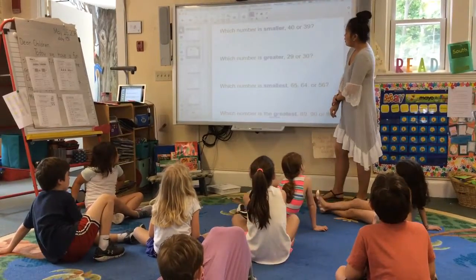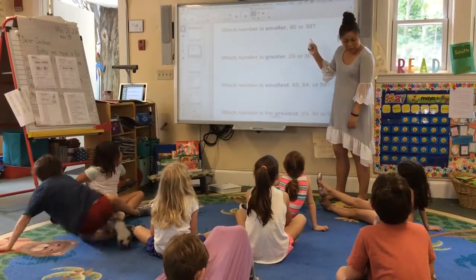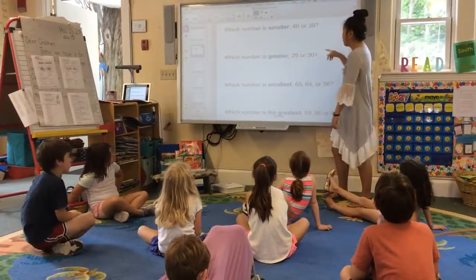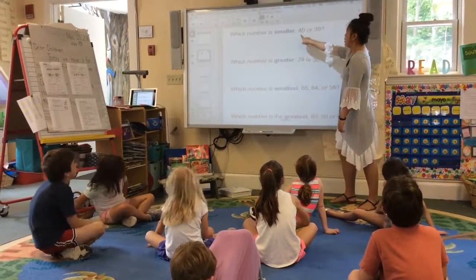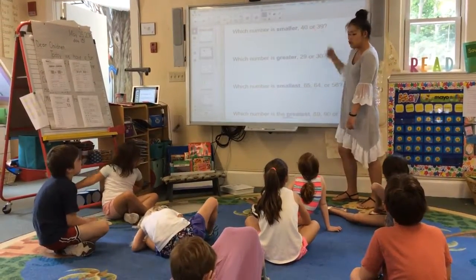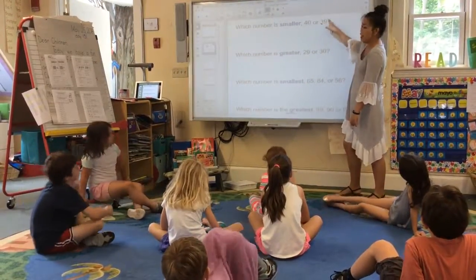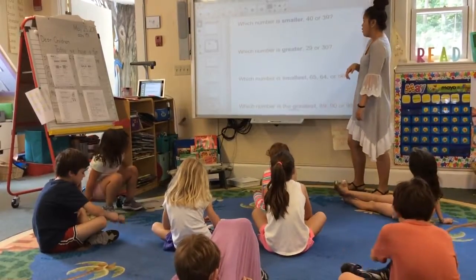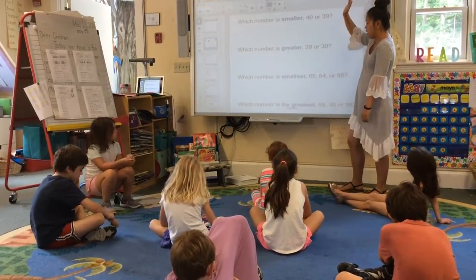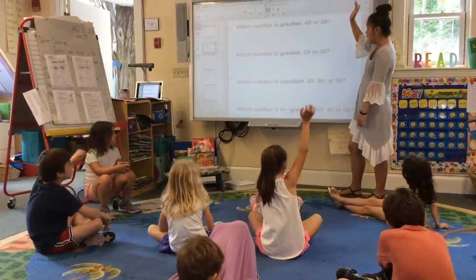I agree. What Lily was saying was that she was looking at the tens, which is a strategy that we have learned already. She's looking at the tens and comparing those two numbers. She knew that 3 tens was less than 4 tens, so she knew automatically, right away, that 39 is smaller than 40. All right, with a raised hand, which number is greater, 29 or 30?